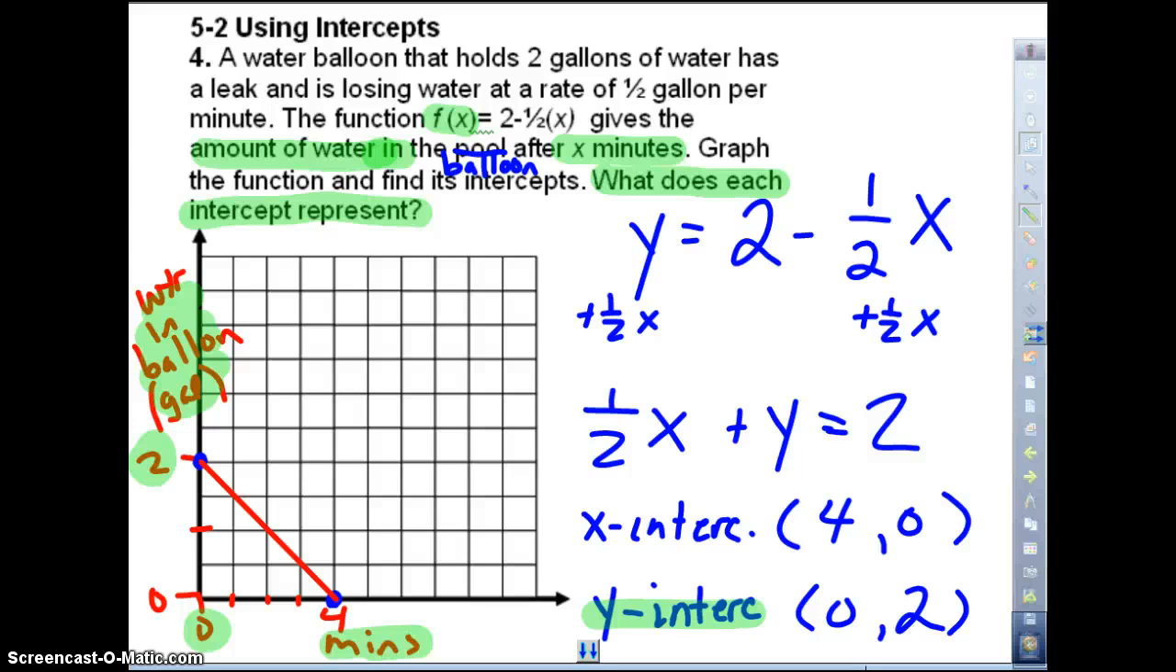Anybody want to try that one? Yes, Mallory. It's the volume that it starts with. It's the volume it starts off with, yeah. Be more specific. Throw a number in there. At 0 minutes, there's 2 gallons of water in the balloon. Yeah, before the balloon has started leaking, there's 2 gallons of water in the balloon. Good, good, good.